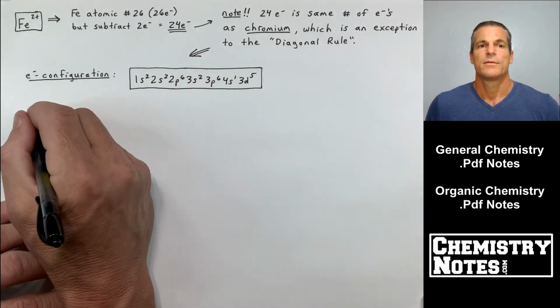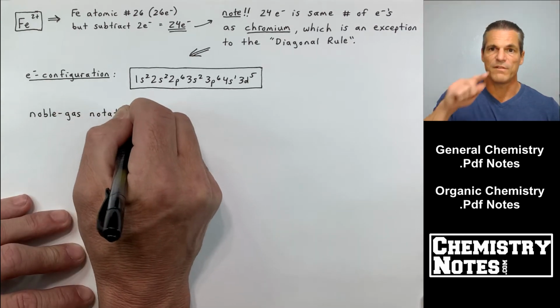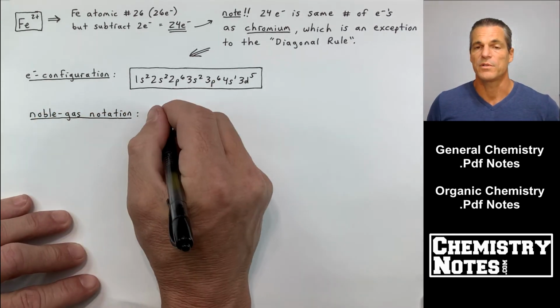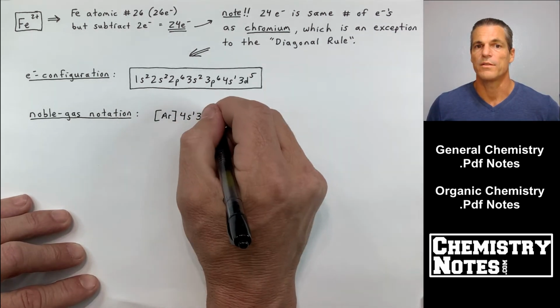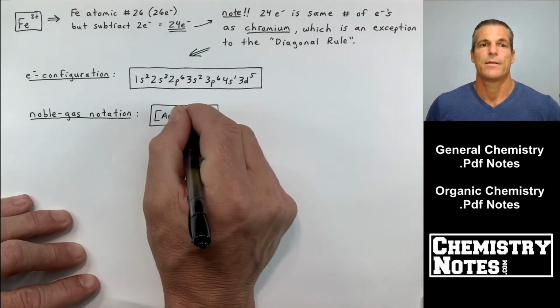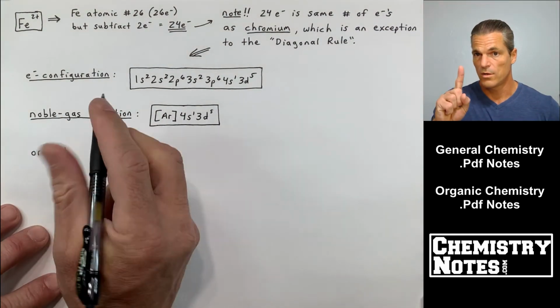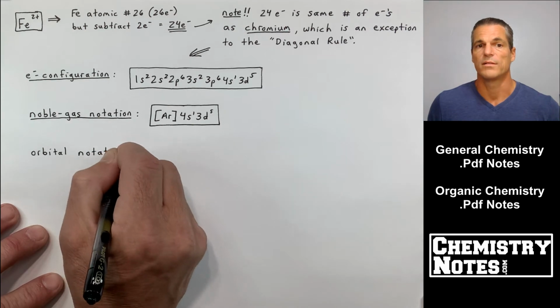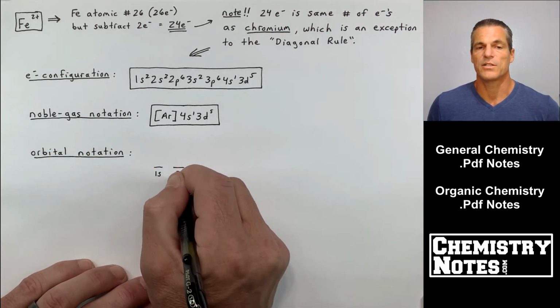All right, so noble gas notation then, I back up to the previous noble gas on the periodic table, which is argon, and then I just kind of go from there, 4s1, 3d5. Now I haven't written down the number of valence electrons here, but the answer to that question would be 1, the 4s1 electron.